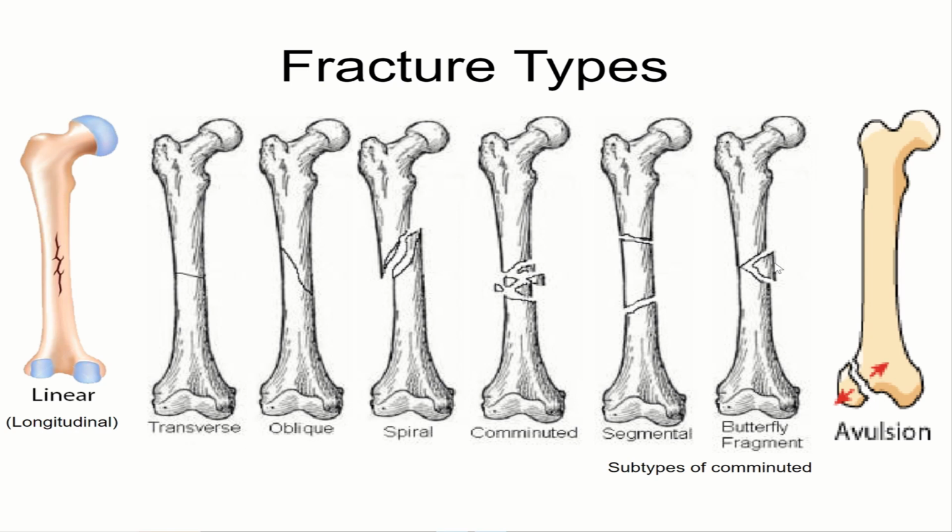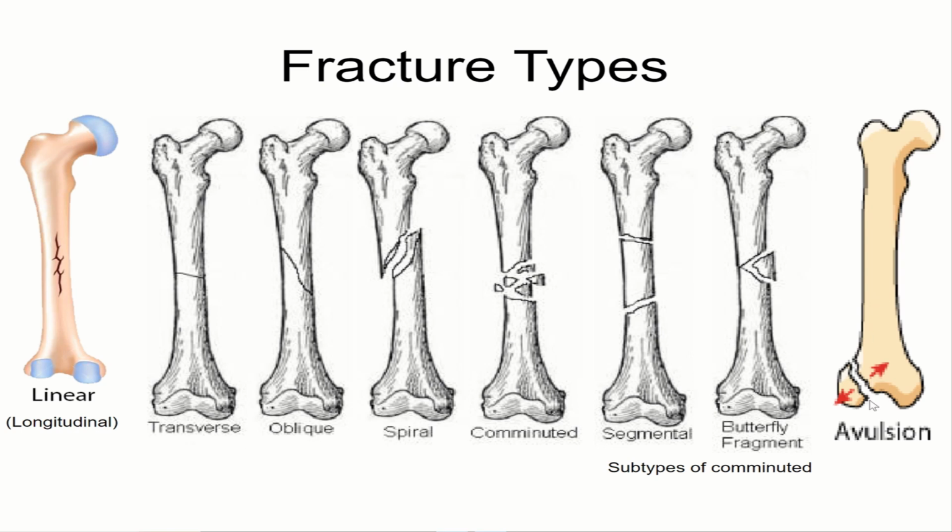And then we also have butterfly fragments. This is where we have this triangular shaped piece, kind of like a notch cut into the bone or broken into the bone. And this just mimics a butterfly's wing shape. So that's how it gets its name. So these 3 are all types of comminuted break. These are just 2 subtypes.